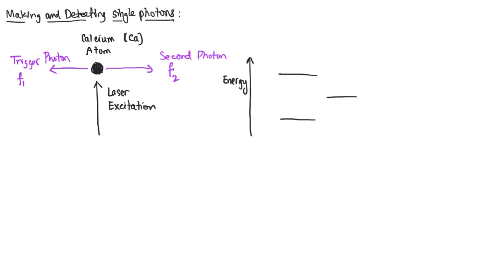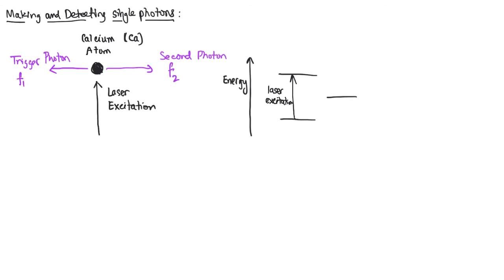We can think of the calcium atom in terms of its energy levels. So we have these 3 lines here representing 3 different energy levels. And the laser excitation takes you from the lowest energy level to the highest energy level here. So that's the laser excitation.